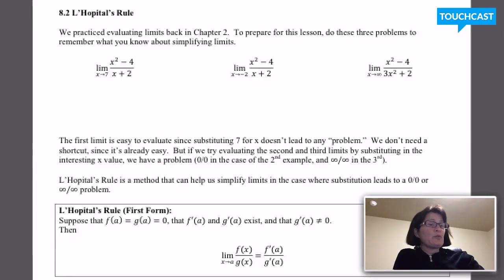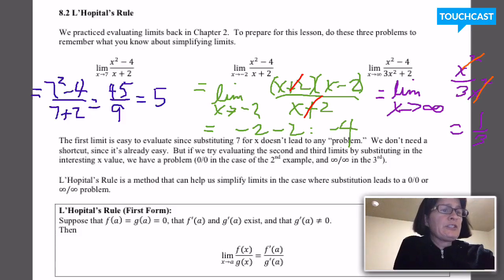L'Hopital's rule is a rule that we can use to help simplify some limits. So before we go over this rule, go back to what you remember from chapter 2 about limits and evaluate these 3 limit problems at the top of your paper. All right, these shouldn't have been too bad.